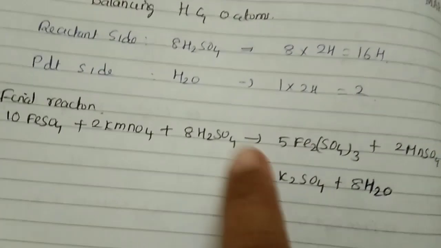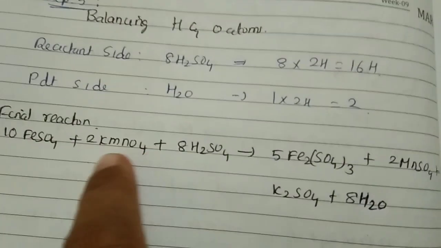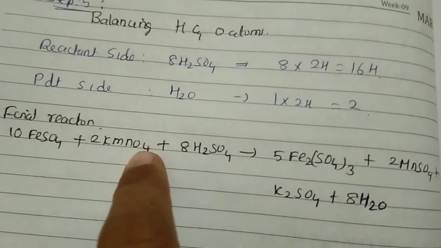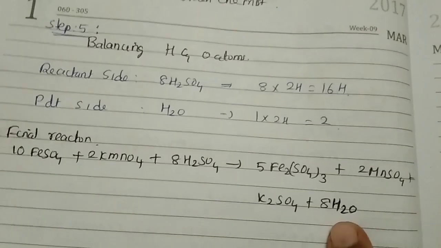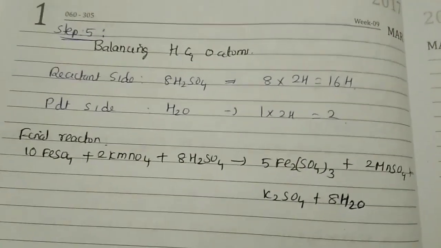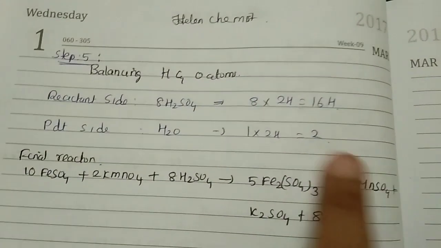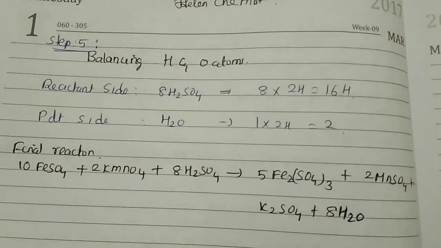Hydrogen atoms balanced. Oxygen itself is balanced. Here you are having 8 oxygen atoms, 2 into 4, 8 oxygen atoms. Here you are having 8 oxygen atoms. So the reaction is now satisfied and balanced. Okay. So you have to calculate whether all the numbers of atoms are balanced or not.